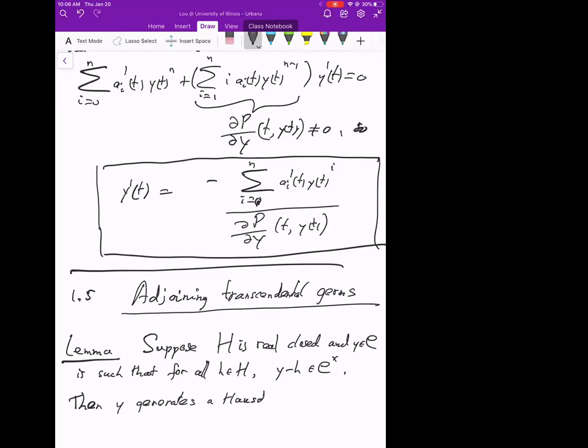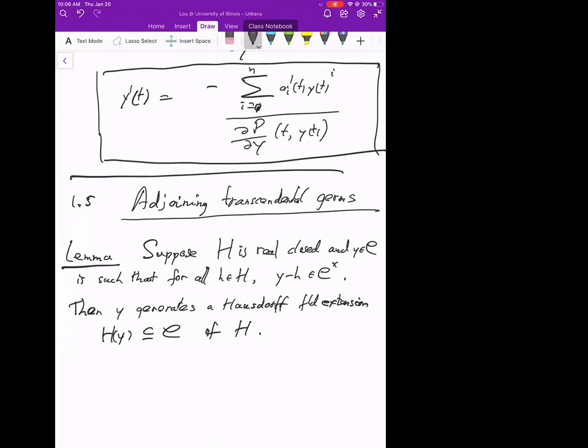a Hausdorff field extension H(Y) of H. Right, because for that you have to check not just differences, but non-trivial polynomials in Y have to be units. Okay, but the proof is now quite easy.